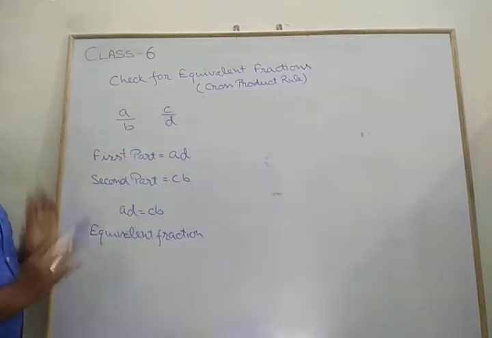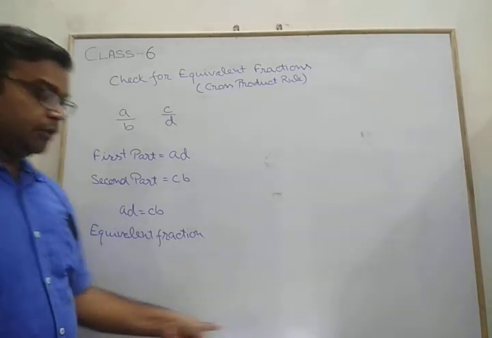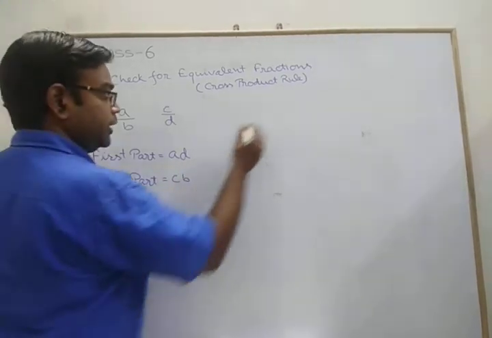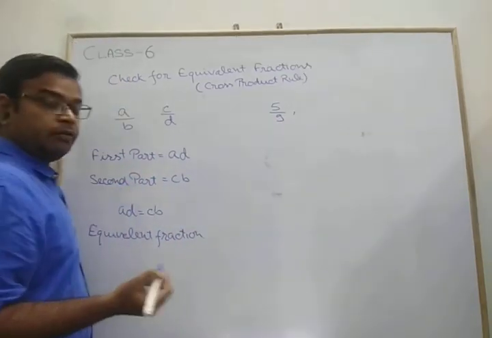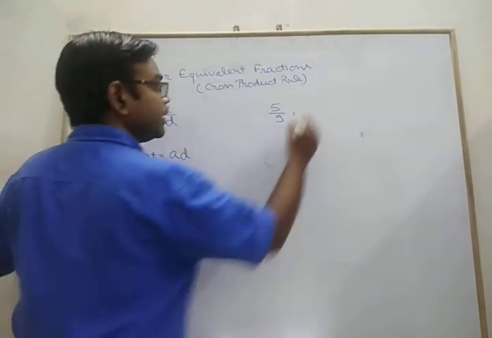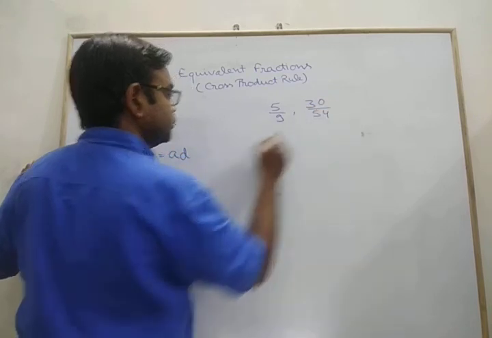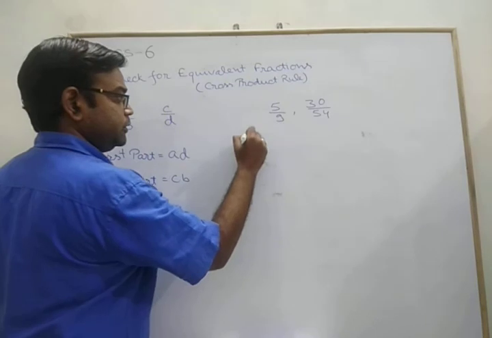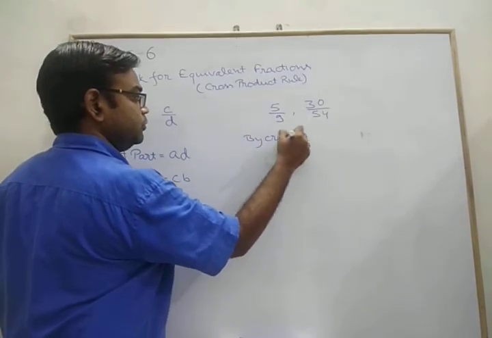This is the concept. Now let's try a sum. Let's check whether the following pair are equivalent or not: 5 upon 9 and 30 upon 54. We are going to check. How do we check? We solve by cross multiplication, by the cross product rule.